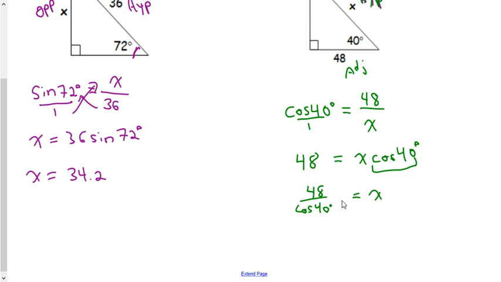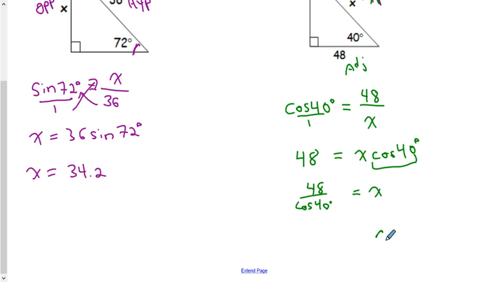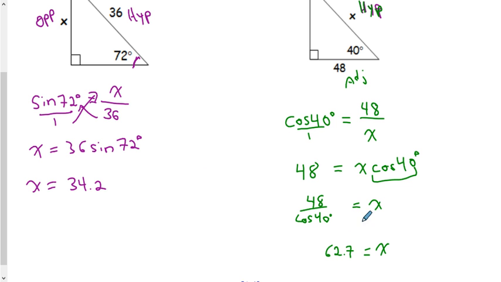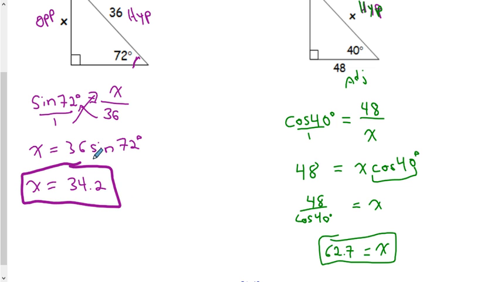And now I'm going to plug that into my calculator and see what I get. 48 divided by the cosine of 40 is going to be 62.7. That's the length of my hypotenuse. Of course, I always ask for a nice box around the answers, so why don't we do that, a nice box around my final answer. There.